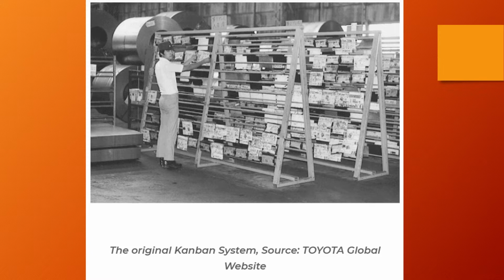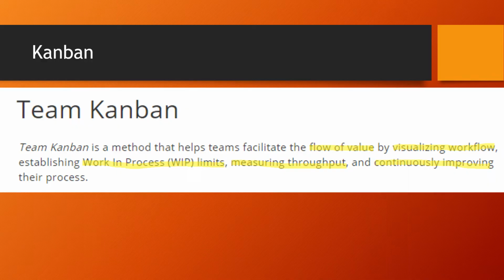This is an original Kanban system sourced from the Toyota Global website. Actually, the lean manufacturing and just-in-time Kanban system was created by Toyota. This is an original, physical Kanban system, right? And today we are using virtual and digital systems as well. This is how the flow of the work moves, with the person managing the work moving it from one state to another state, right?